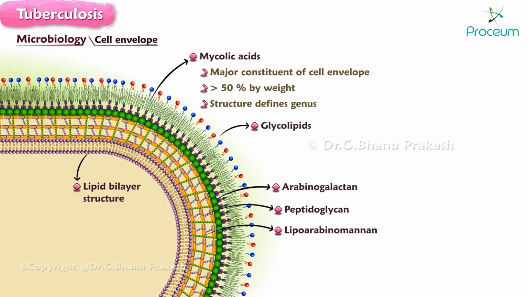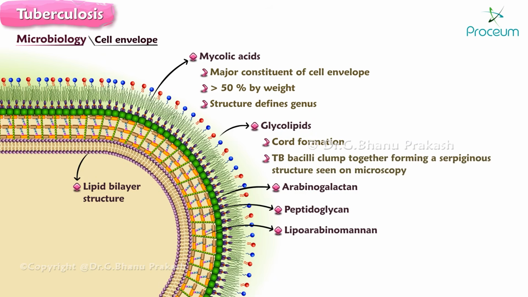Glycolipids are attached to the outside of the envelope layer through a connection to the mycolic acid layer. Proteins are also embedded in this cell wall complex. Glycolipid components are implicated in cord formation, whereby tuberculosis bacilli clump together, forming a serpiginous structure seen on microscopy.